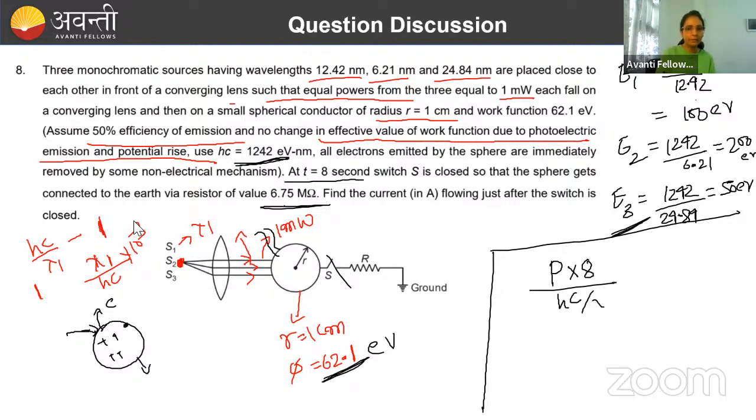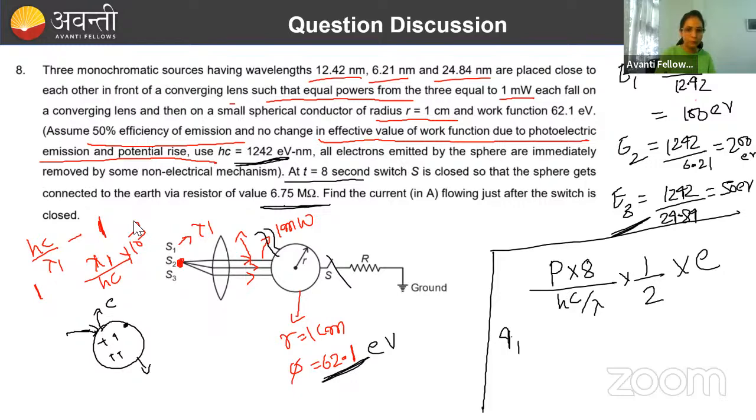How much photon is falling? hc by lambda. This much photon is falling. How many of it is effective? Half. This much. This many is effective. So this number of photon is causing photo emission. यानी कि this many electron is coming out. This is the number of electron. What will be the charge of electron? This into E. समझ गए? So this is the charge of electron. Now this is happening for two lights, E1 and E2. So आप ये वैल्यू दोनों के लिए निकाल लो. E1 के लिए निकाल लो, E2 के लिए निकाल लो.